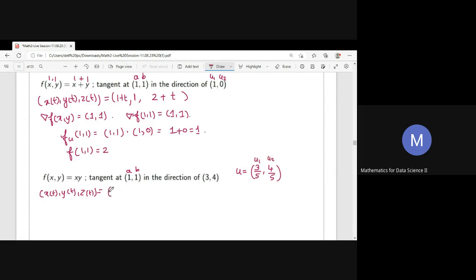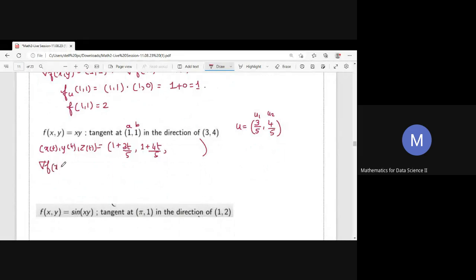So we will go back to the formula. X of t is a plus t u1. So 1 plus 3t by 5. And b plus t u2, 1 plus 4t by 5. Okay. And for the other part, we need to find the directional derivative. So what is del f of x comma y? Y comma x. And del f of 1 comma 1 is again 1 comma 1. So f_u at 1 comma 1 is 1 comma 1 dot product with 3 by 5 comma 4 by 5, which is 3 by 5 plus 4 by 5, which is 7 by 5.